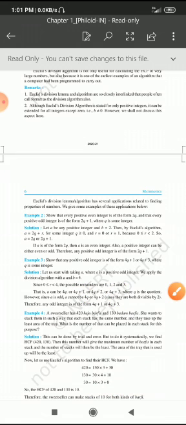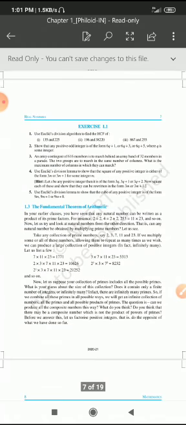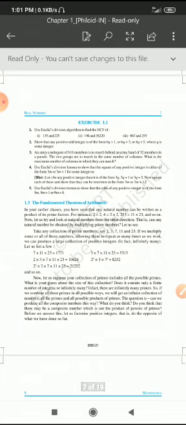And this example 4 is about finding the HCF of the given two numbers by using Euclid's division algorithm. These are the sums based on these topics only, Euclid's division algorithm and Euclid's division lemma.